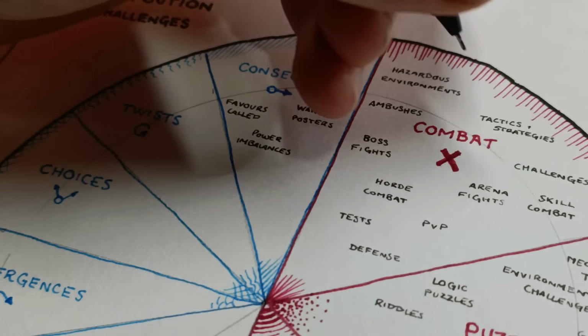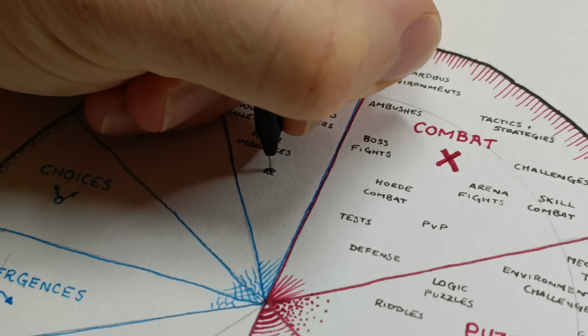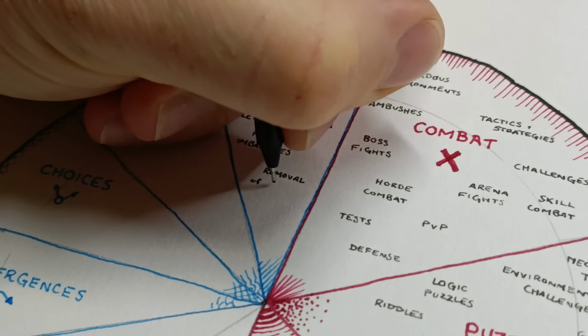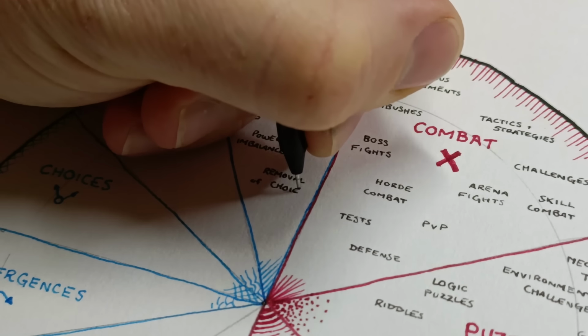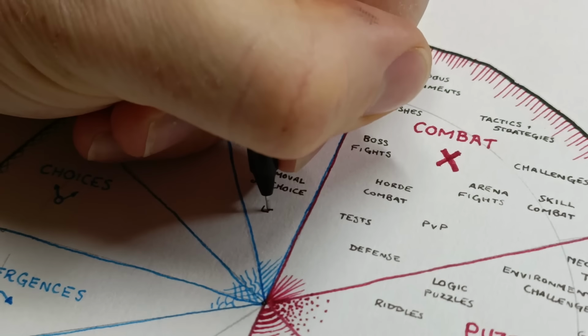And consequences can be things like old enemies returning. They can be power imbalances if you've killed off the big bad and have a conflict between some new forces who want to take their place. It can be loss of wealth or friends or meaning. It can be the removal of choice, or it can be favors called in, old enemies re-emerging, reminding them that their actions have had an impact on the world. Bringing them back to the present is what consequences are. It's a straight line, really, connecting the past to the present.